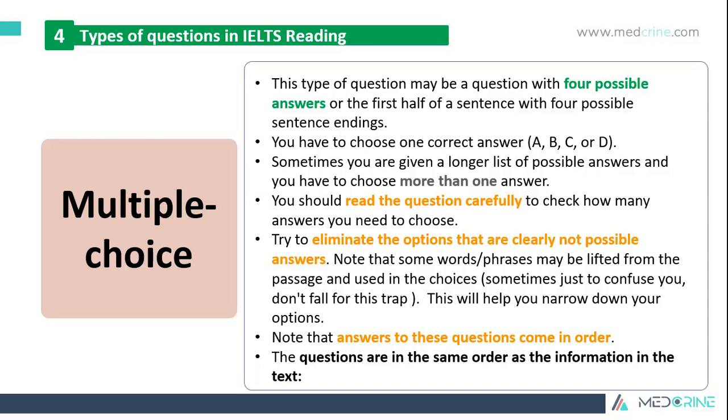In answering this type of question, you should read the question carefully to check how many answers you need to choose. And as a skill that we recommend, you need to try to eliminate the options that are clearly not possible answers. And note that some words or phrases may be lifted from the passage and used in the choices. Sometimes this happens just to confuse you, so do not fall for this trap. The elimination method will help you narrow down your options. And remember that answers to these questions in multiple choice come in order, and the questions are in the same order as the information from the text.